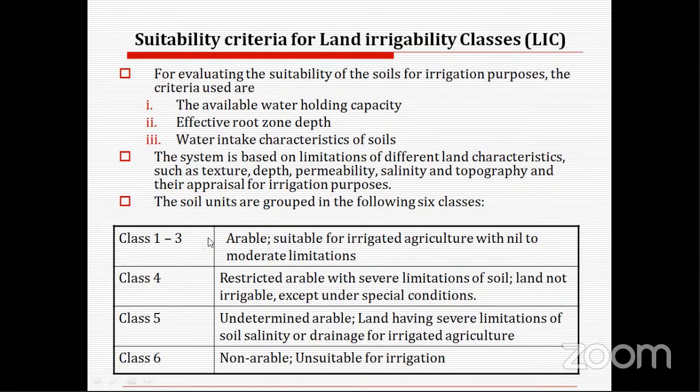Class 1 to 6. The very first 3 classes are good. We can go. Class 4 has some restriction, but class 5 has severe limitations of salinity and drainage conditions. But class 6 is very bad. We can't even go for irrigation purpose. That is the difficulty in land irrigability classification. Now we will see what that is.